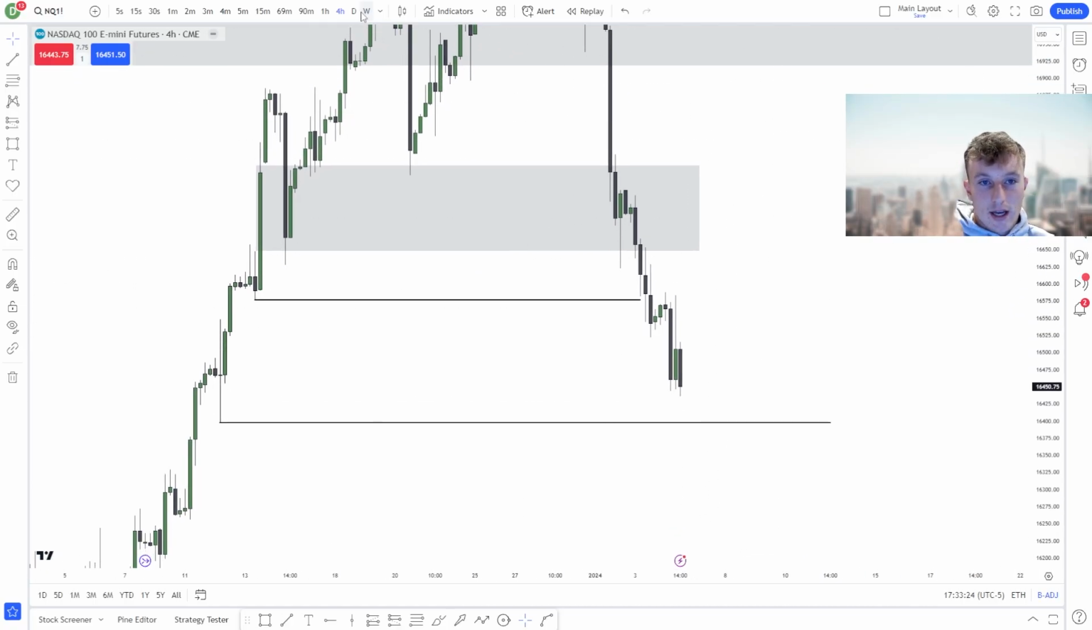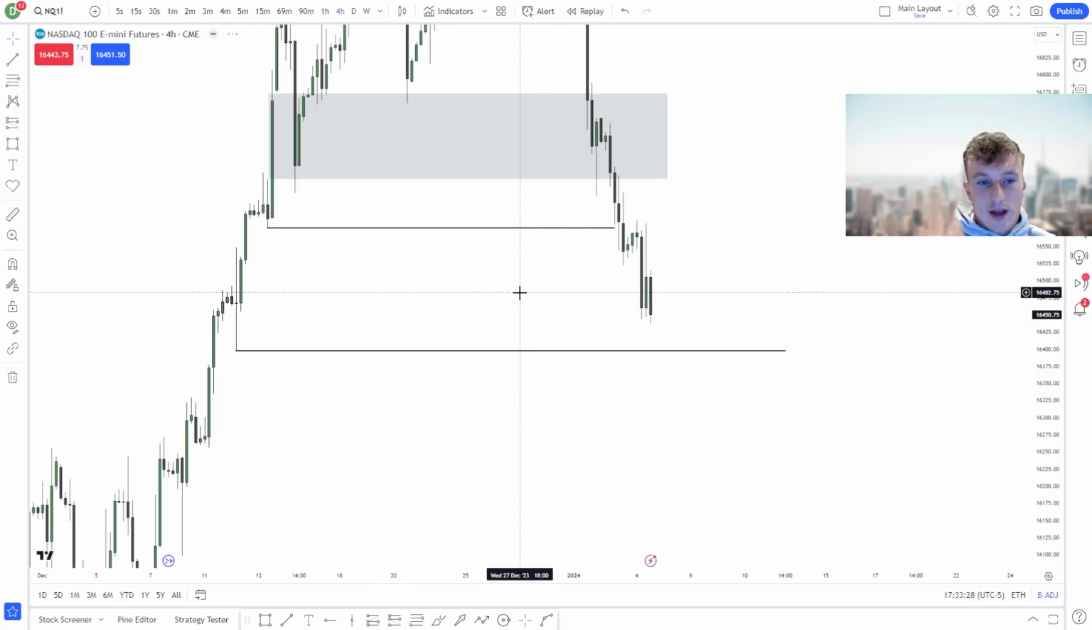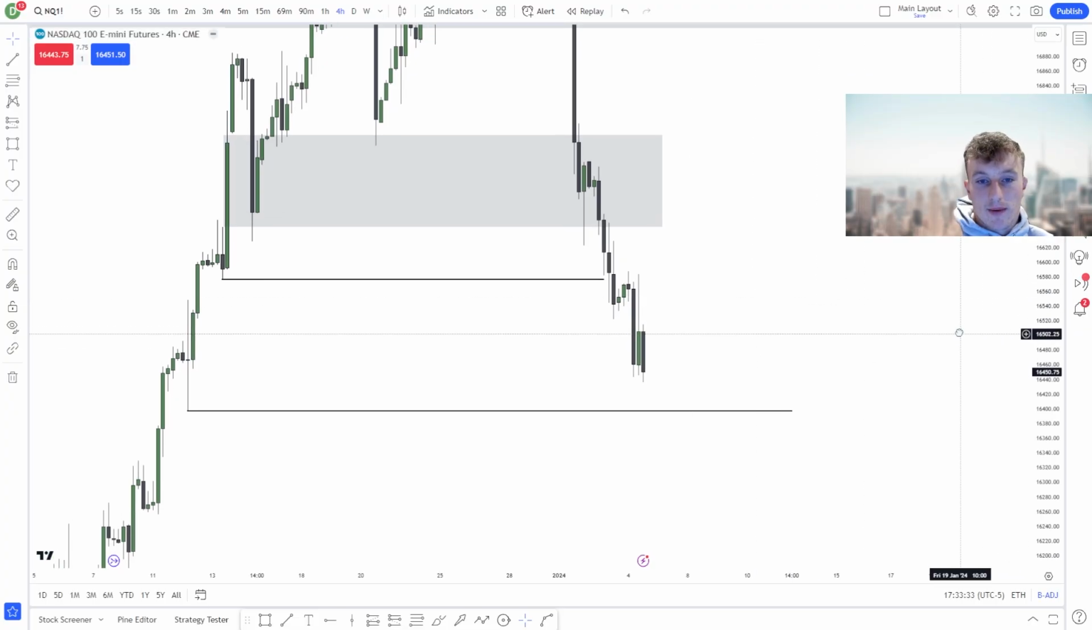I don't need the daily candle to know that. The daily candle doesn't even show these lows here. But the 4 hour is nice because it actually shows these lows, so it's a little easier. And that's where I'm getting my daily bias from.